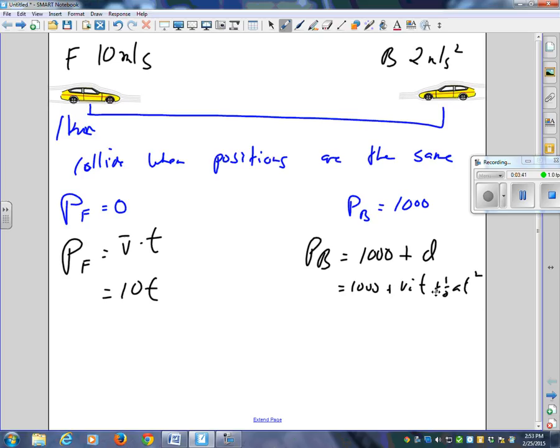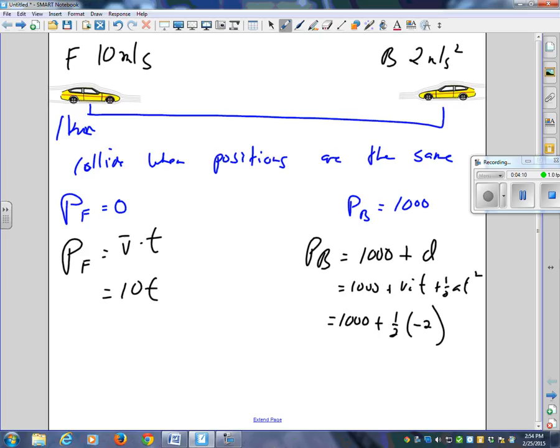We don't know the time. We do know the acceleration. Do we know the initial velocity? We can only assume it's 0. We have to assume he's starting from rest. So the position of Barney is going to be 1,000 plus the VIT gives us 0, plus 1/2, I'm going to say his acceleration is -2 because it's towards the left.